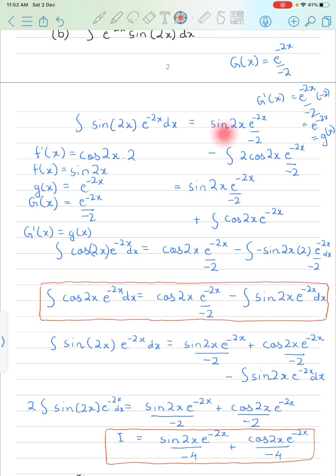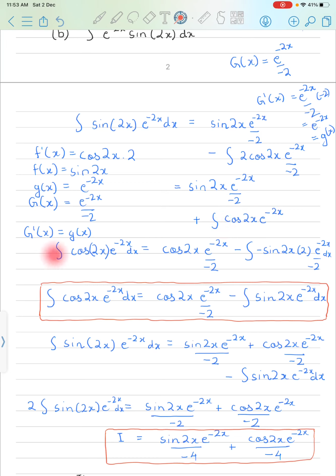You will get sin 2x into e to the power minus 2x by minus 2, minus the integration of 2 cos 2x into e to the power minus 2x by minus 2. Okay, now you see, this minus and this minus will become plus, and it will be cos 2x e to the power minus 2x. 2 and 2 also cancel out. Okay, so this is the formula, and then we have to find this integration, right?